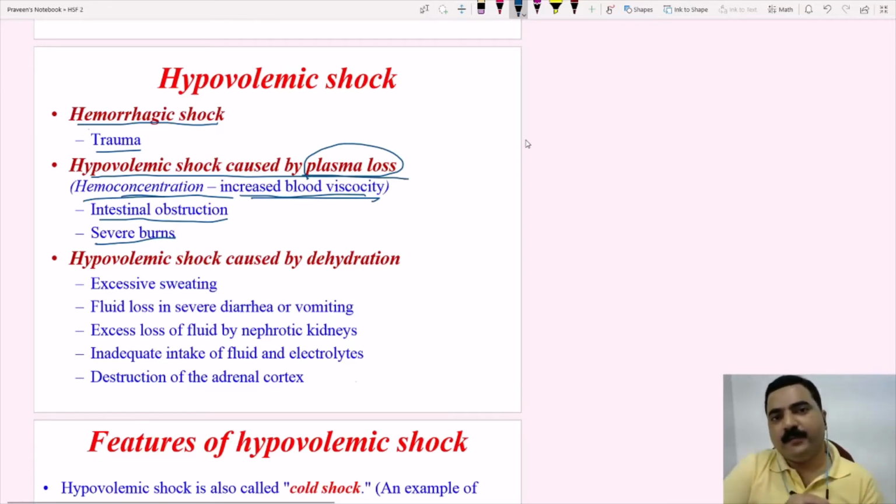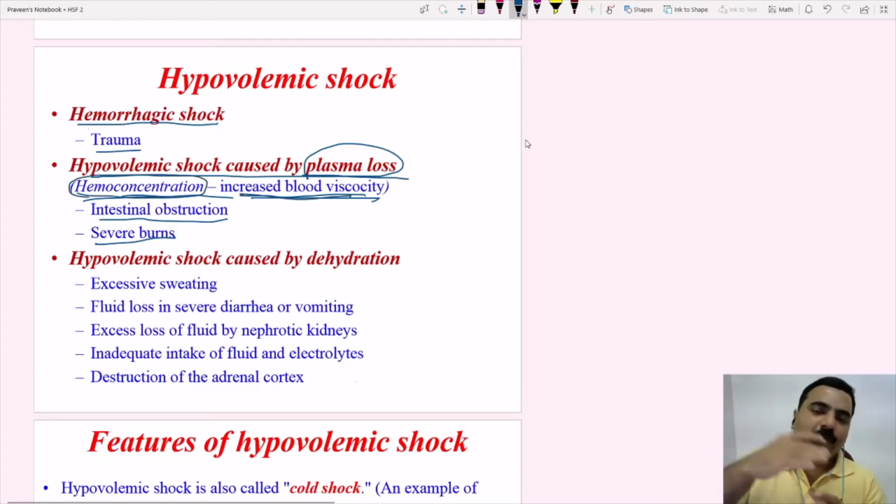But in the case of a plasma loss, the best replacement option is not the blood. You have to replace it with the plasma, because you can see over here, already there is hemoconcentration and the blood is more viscous. If you give this patient more blood, his hemoconcentration or the viscosity of the blood is going to further increase, which is not good for him. Okay, so when you have a plasma loss, it has to be replaced also with plasma.